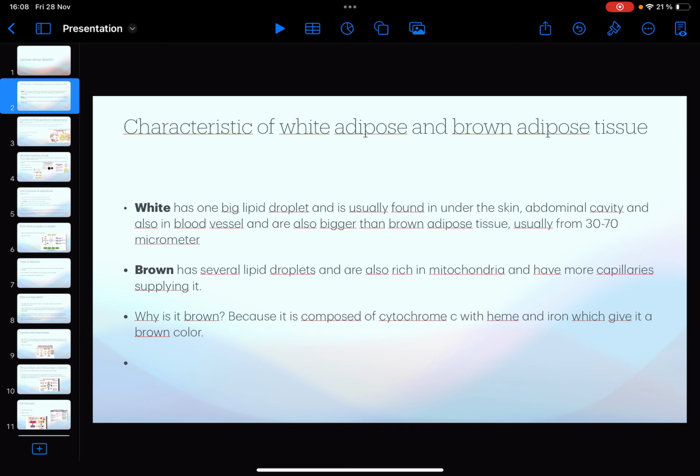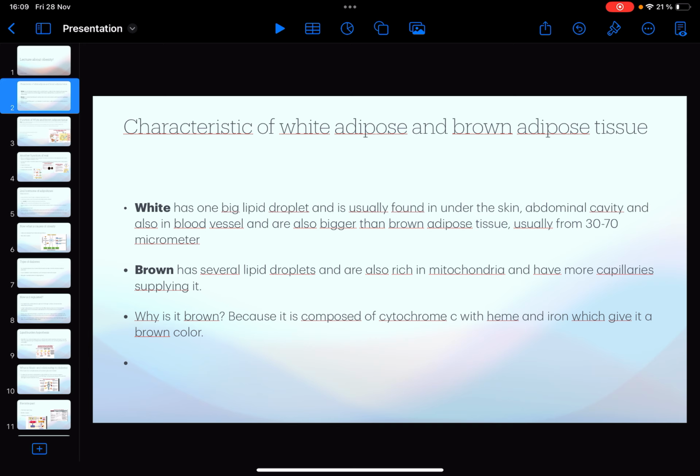Also, brown adipose tissue has several lipid droplets. So as we said, in the white adipose tissue you have one big lipid droplet, and in brown adipose tissue you have several lipid droplets. Brown adipose tissue is also rich in mitochondria and has more capillaries supplying it. But why do we call it brown adipose tissue? It is because it is composed of a high level of cytochrome C, and this cytochrome C contains heme groups and iron. These heme groups and iron are the components that give it a brown color.